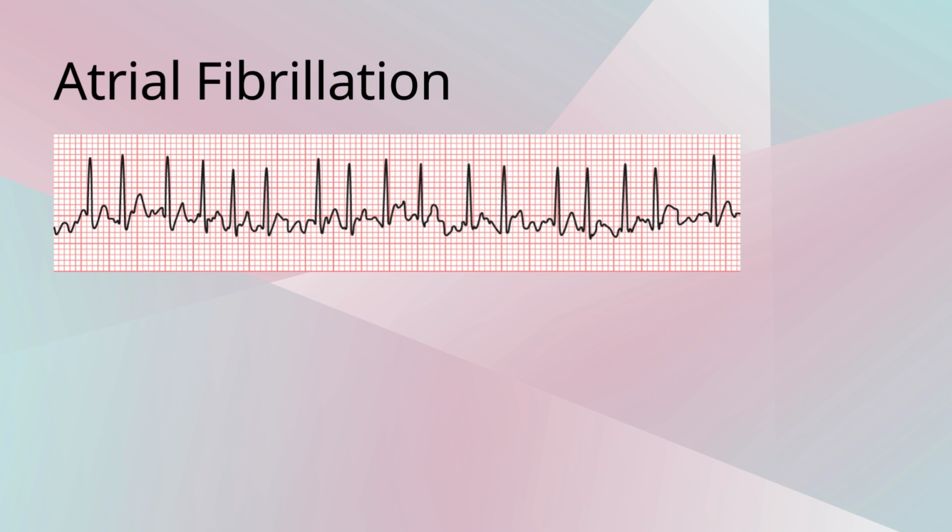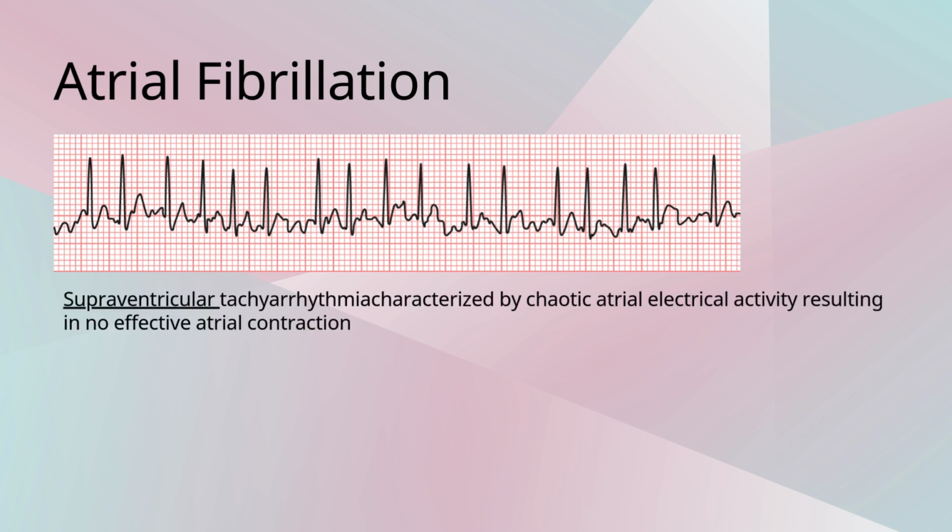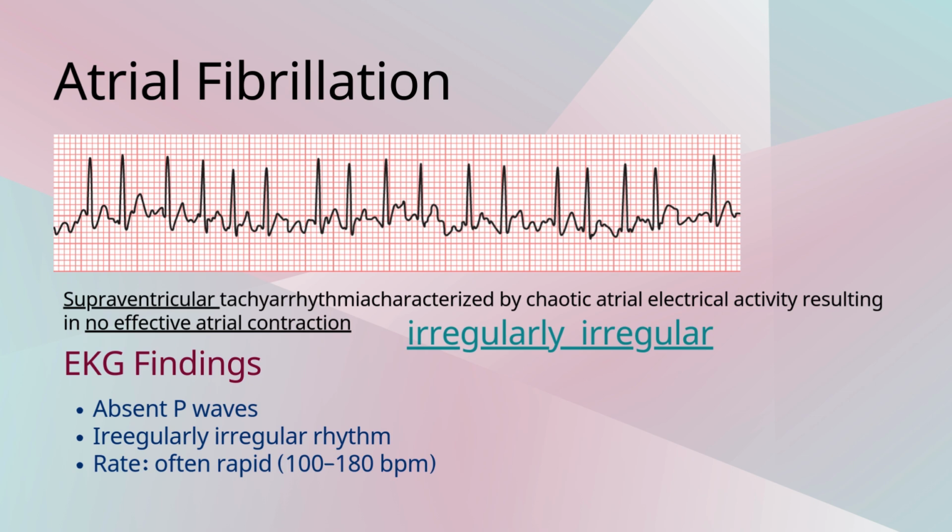All right, our first one, everyone's favorite, atrial fibrillation. So AFib is a supraventricular tachyarrhythmia characterized by chaotic atrial electrical activity resulting in no effective atrial contraction. Basically, impulses bombard the AV node, resulting in an irregular, so you're going to see that come up a lot, irregular ventricular response. It's also the most common sustained arrhythmia, and prevalence increases with age. The classic EKG findings to note are an absent P wave and an irregular rhythm. So remember, absent P wave, irregular rhythm.